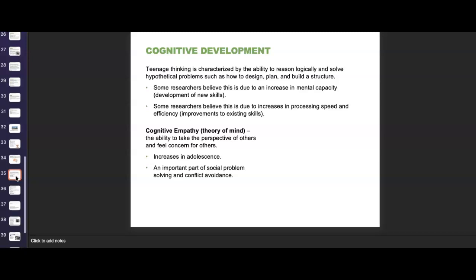In adolescence, cognitive development is different as well. Teenage thinking is characterized by the ability to reason logically and solve hypothetical problems, such as how to design, plan, and build a structure. You might find more group projects happening in this time frame, and more actual physical projects taking place. You might begin having to do research projects. This is when you start to see high schools offering science fairs, things like that.